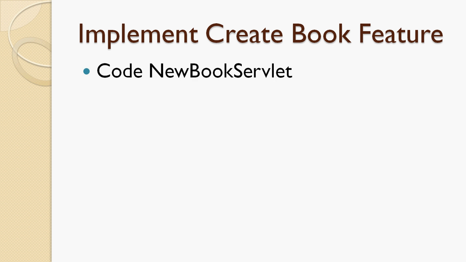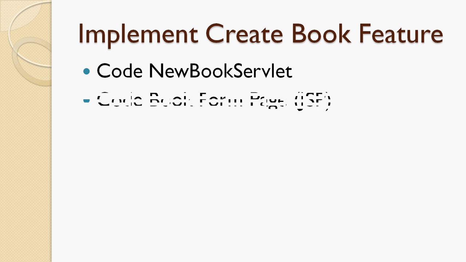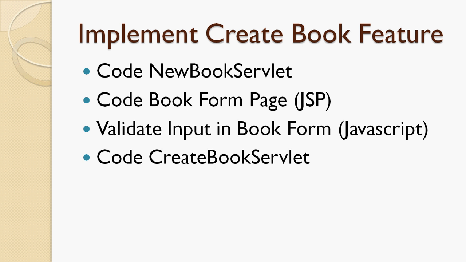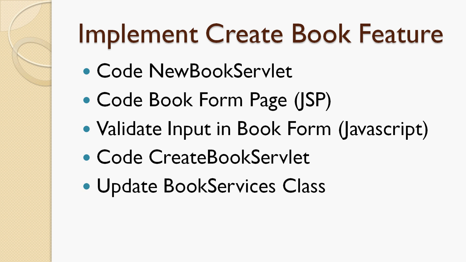In this section, we are going to implement the create book feature of the book management module in our bookstore website. To see our task list in this section, first we need to code a new book servlet, and then we create the book form page, the JSP, and we validate the input in the form, and then we create the servlet class, create book servlet, and update the book services class accordingly.